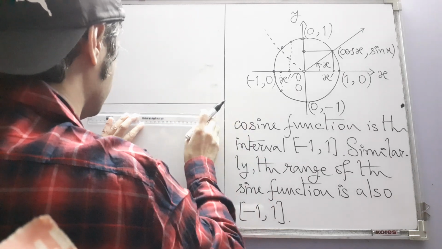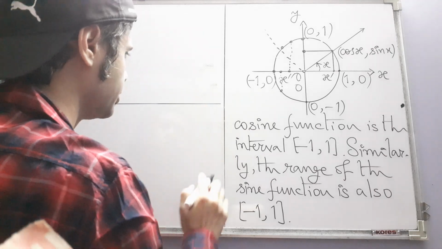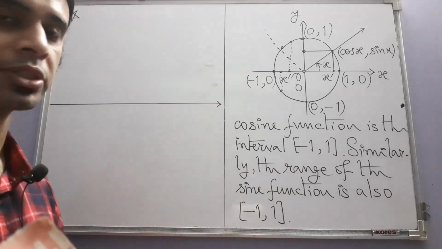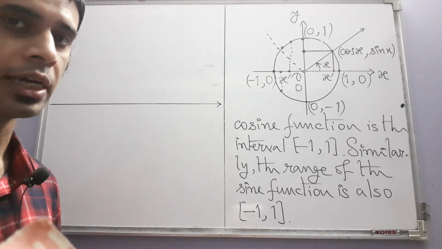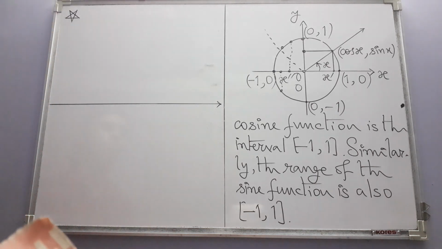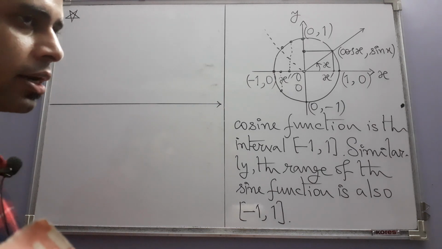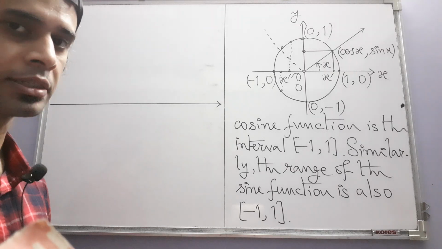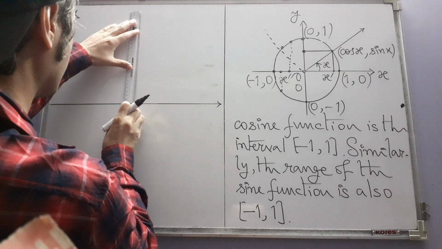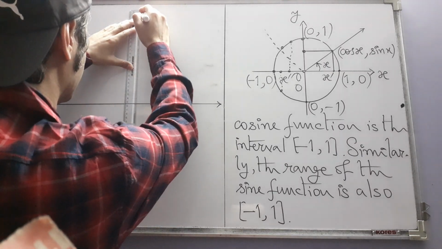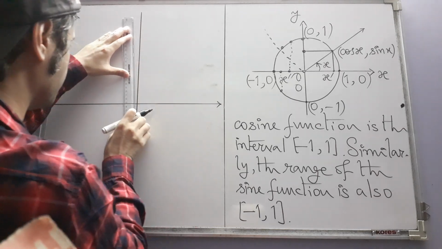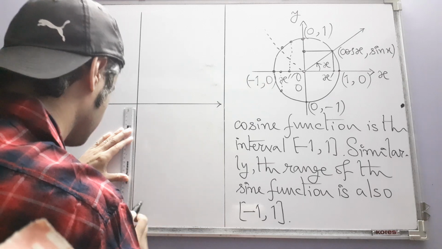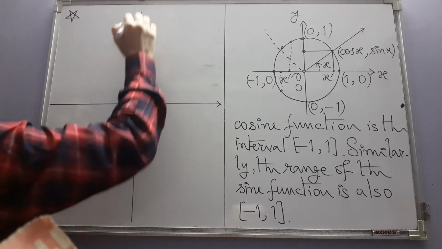You understand one thing, that we are not going to form some kind of table of values and then plot those points. No, we are not going to do that. We are going to see the general shape of the graph and some special points through which the graph passes. And this is our somewhat long y-axis.